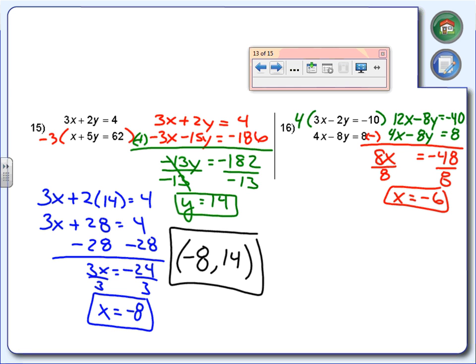So we're going to take that negative 6 and plug it into one of these equations up here. I can use any one I want. I think I'll use the second one. I'm taking out the x, replacing it with a negative 6, and I'm going to solve for the y. So 4 times a negative 6 is going to give me a negative 24.